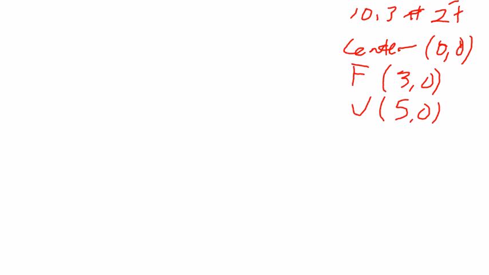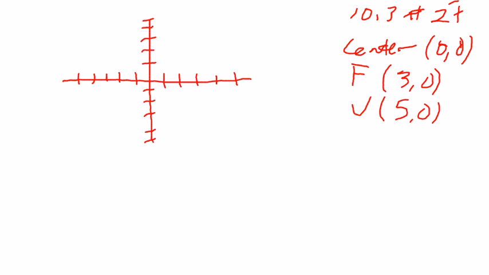So I think the easiest thing to do, the best thing to do to start, is to put the information that they give us on a graph. So I'm going to sketch my little graph like this. I'm going to put some ticks, 1, 2, 3, 4, 5, 1, 2, 3, 4, 5, and then 1, 2, 3, 4, 5, 1, 2, 3, 4, 5.